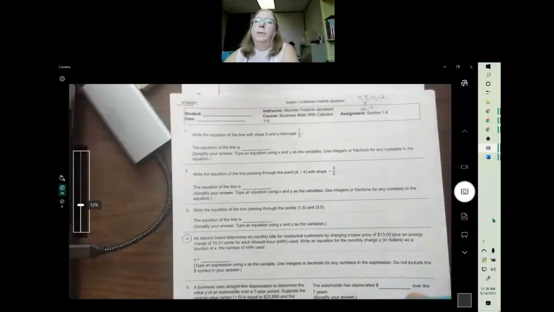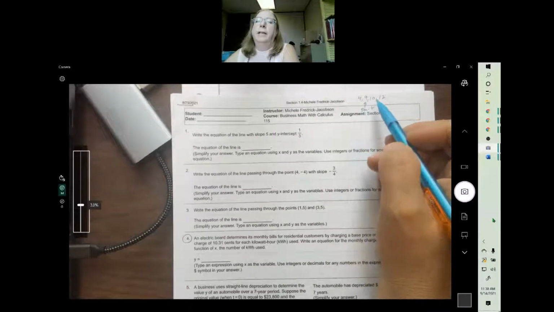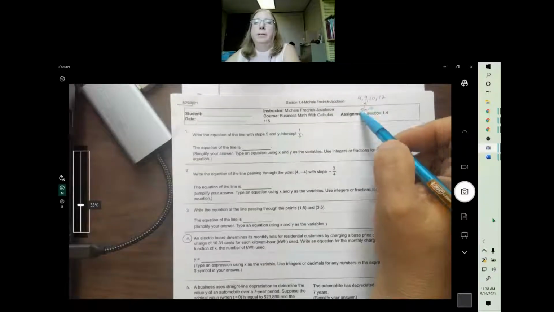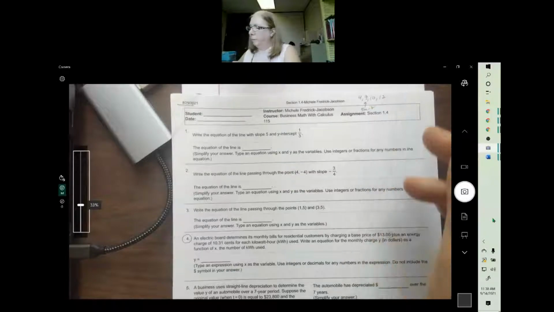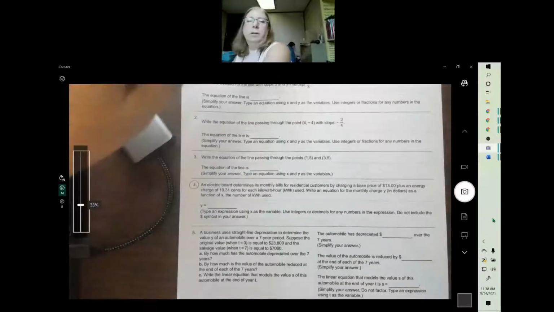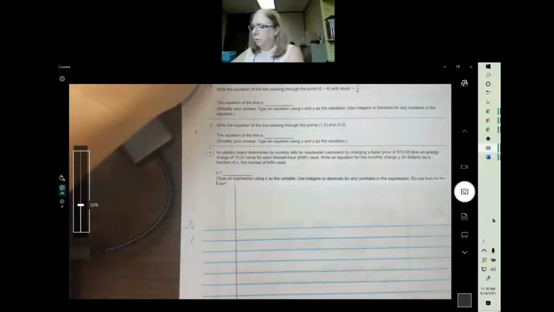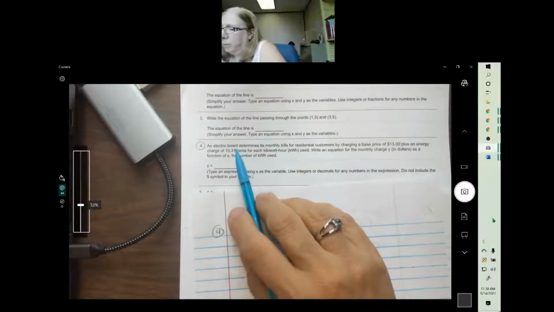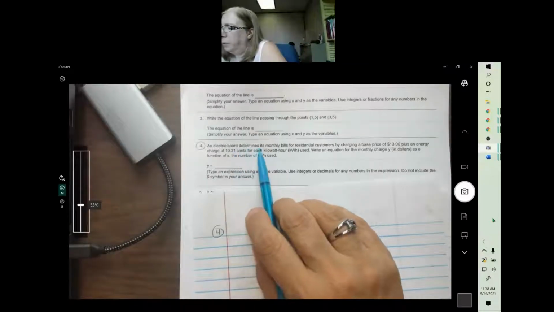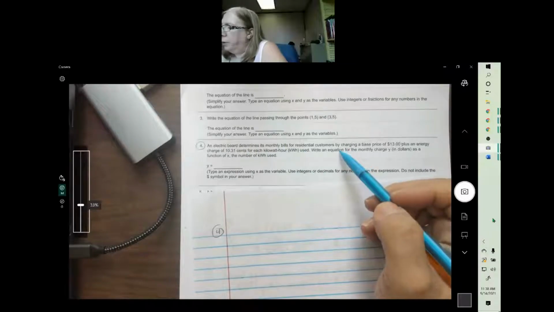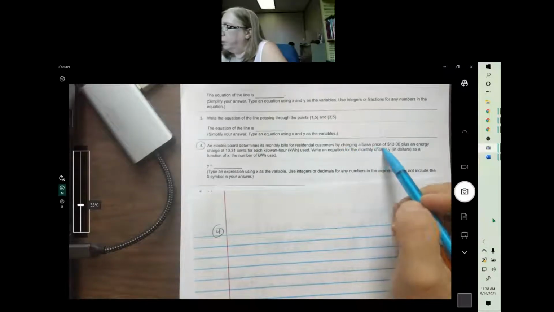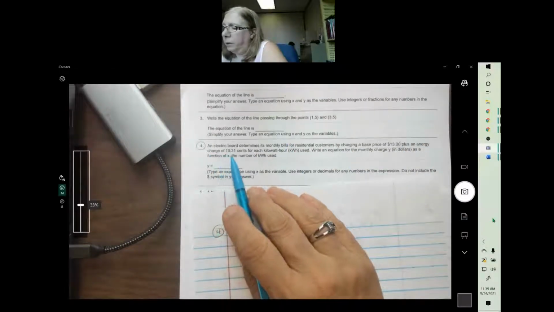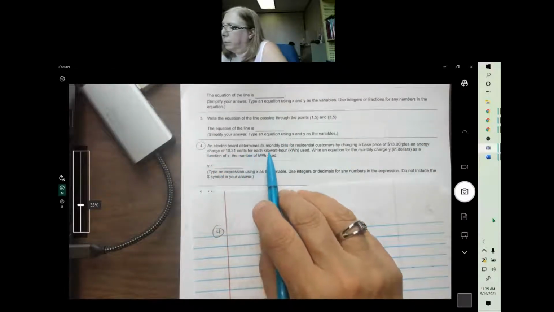On section 1.4, you want to look at 4, 9, 10, and 12. That start is just where I stopped in another class. So number 4. An electric board determines its monthly bills for residential customers by charging a base price of $13 plus an energy charge of 10.31 for each kilowatt hour.